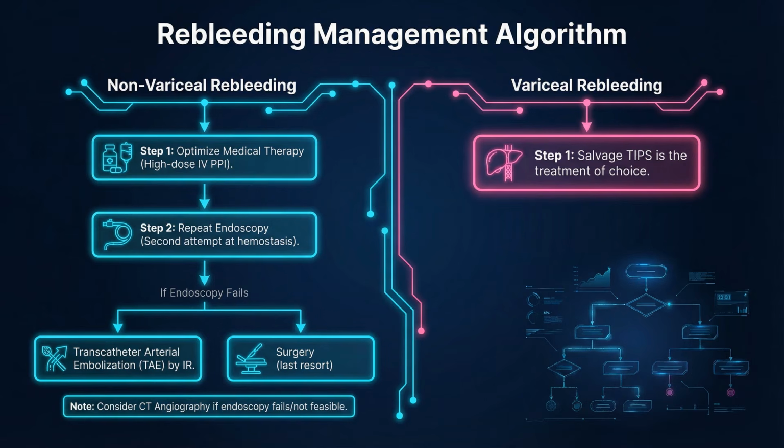What do we do if the bleeding recurs? For non-variceal rebleeding, first optimize medical therapy, ensuring the patient is on a high-dose IV PPI. Then, perform a repeat endoscopy for a second attempt at hemostasis. If endoscopy fails again, the next step is transcatheter arterial embolization, or TAE, performed by interventional radiology. Surgery is a last resort. CT angiography can be considered to locate the bleeding source if endoscopy fails or is not feasible.